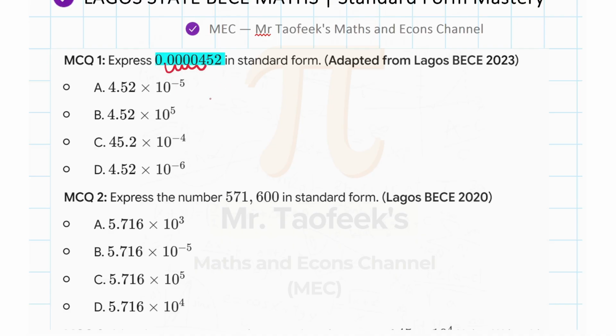I have to stop there because that is 4.52, within the range of 1 to 9.9. So I have 4.52 times 10 to the power of, we moved it 1, 2, 3, 4, 5 times. Negative power or positive power? Of course, negative power, because this is a number less than 1. So easy, easy, easy. The answer is A.